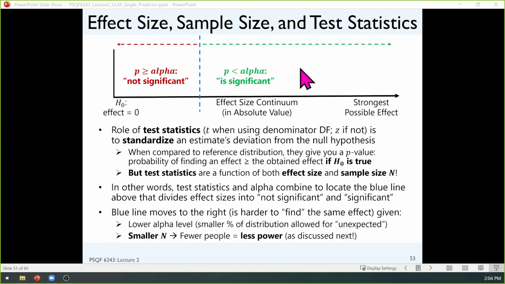I am going to finish up the last part of lecture 2 here, talking about effect size, sample size, test statistics, and eventually heading into decision errors and power. So the idea of effect size is something we talked about last time. Do you remember that as a terminology? Effect size?